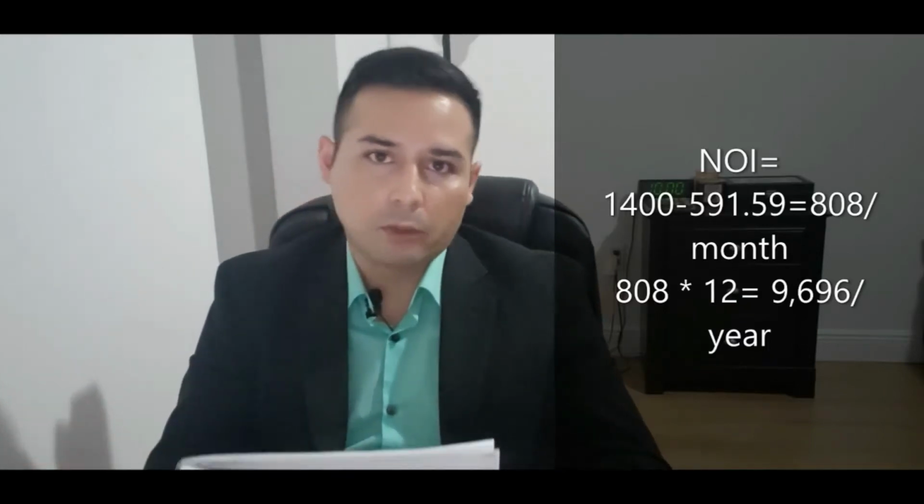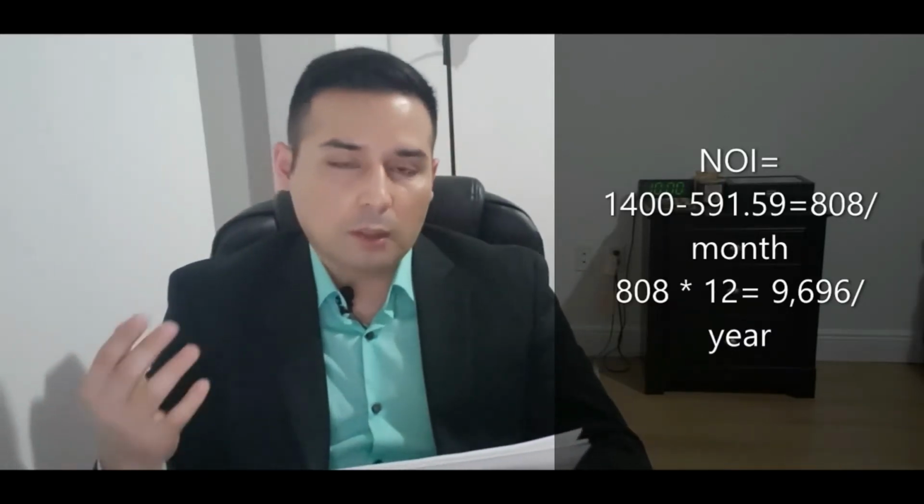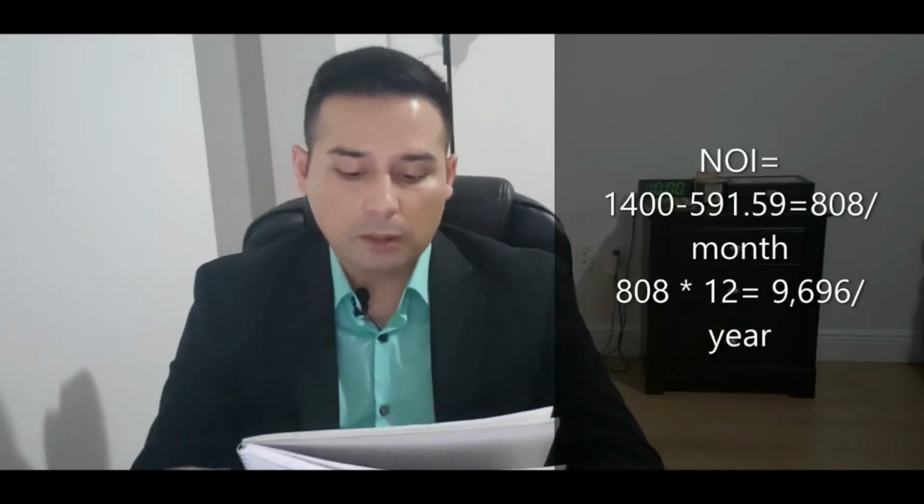It will only take me at the most 2 weeks because 2 months before the current tenant leaves, I am already looking for the next tenant. All right? So if you add all those expenses, it's gonna come up to $591.59. All right, so in order to get the NOI, I am going to subtract the operating expenses from the gross income. In this case, the gross income is $1,400 and my operating expenses are $591.59. So when you do the math, I get a NOI of $9,696 per year or $808 per month.